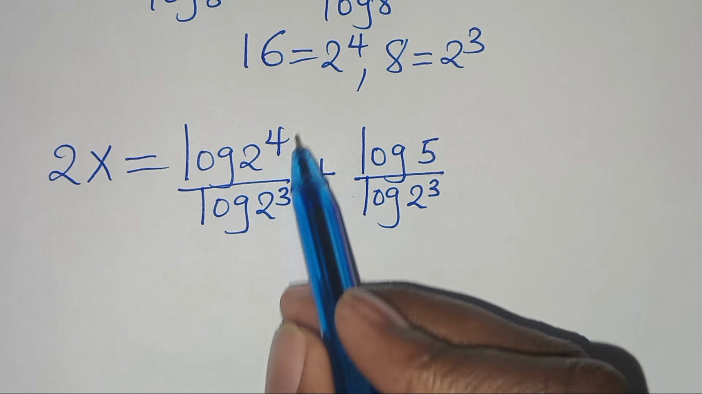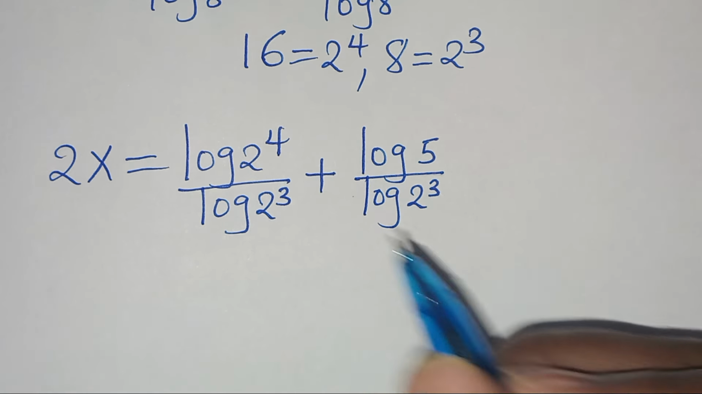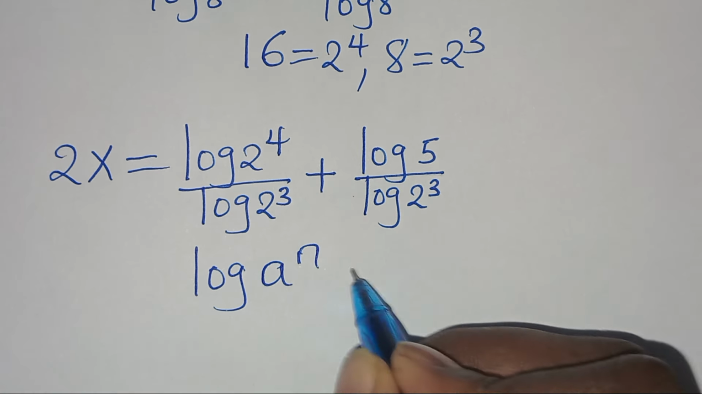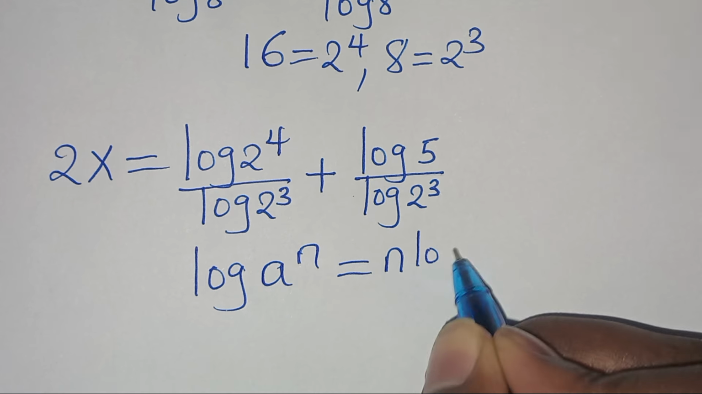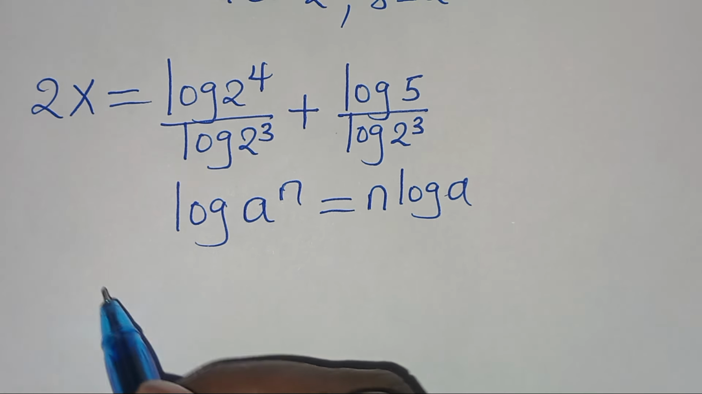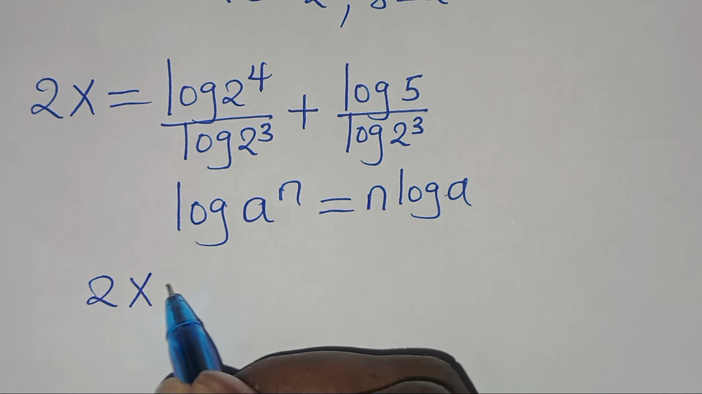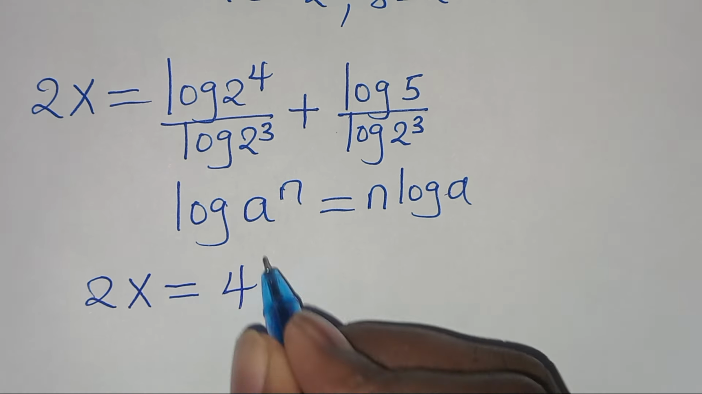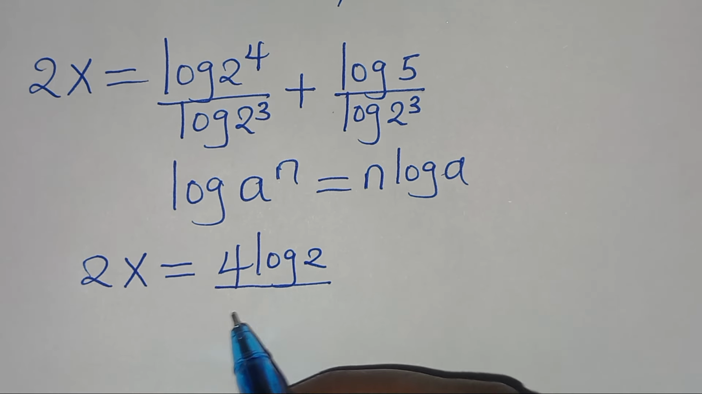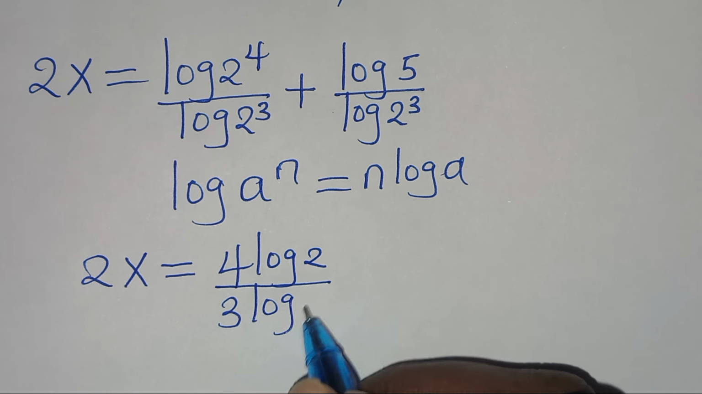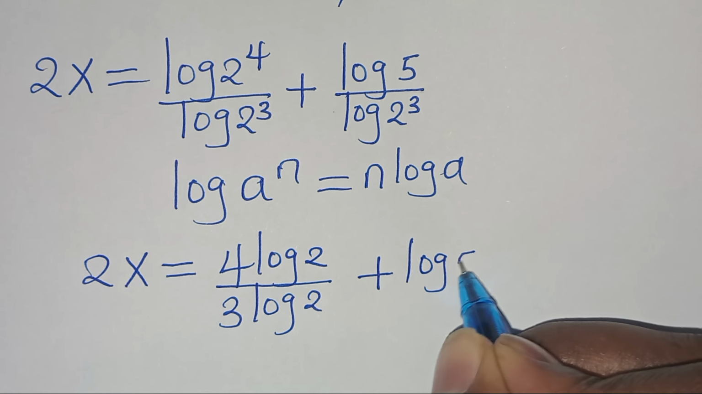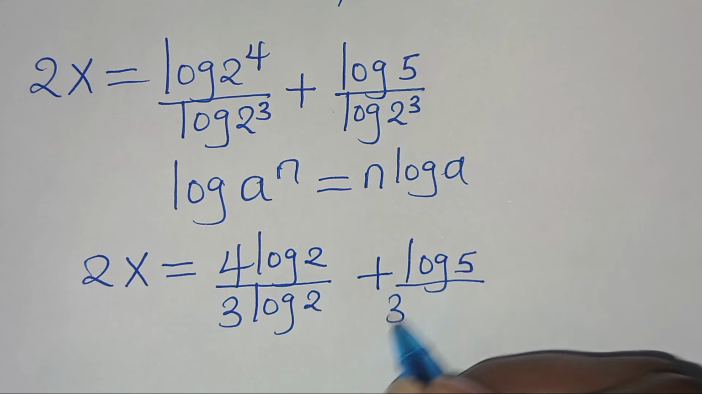So we have log 2 to the power of 4 and log 2 to the power of 3. This is in the form of log a to the power of n, which we can express as n log a. Applying this property, then we have 2x is equal to 4 log 2 divided by 3 log 2, then plus log 5 divided by 3 log 2.